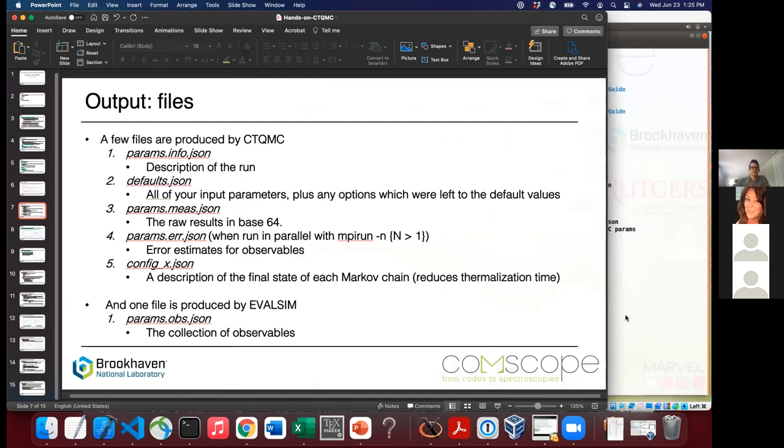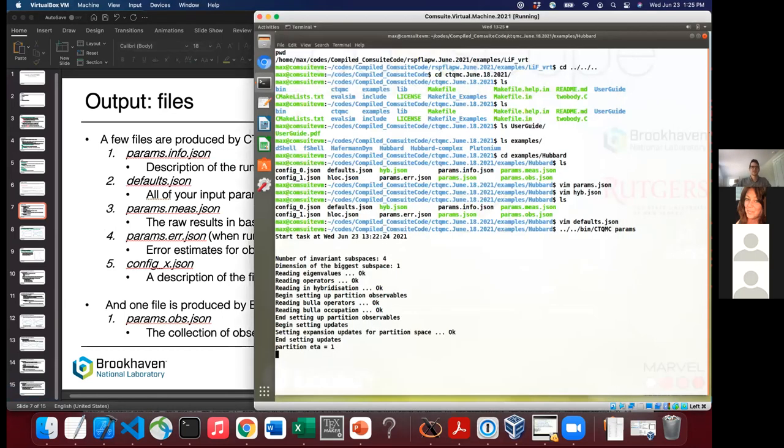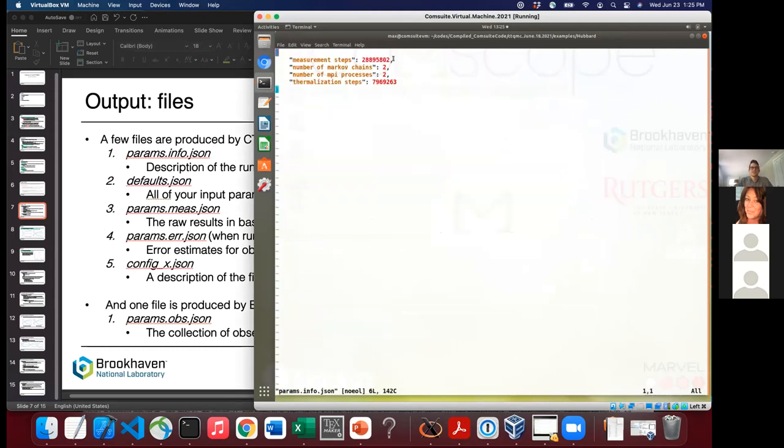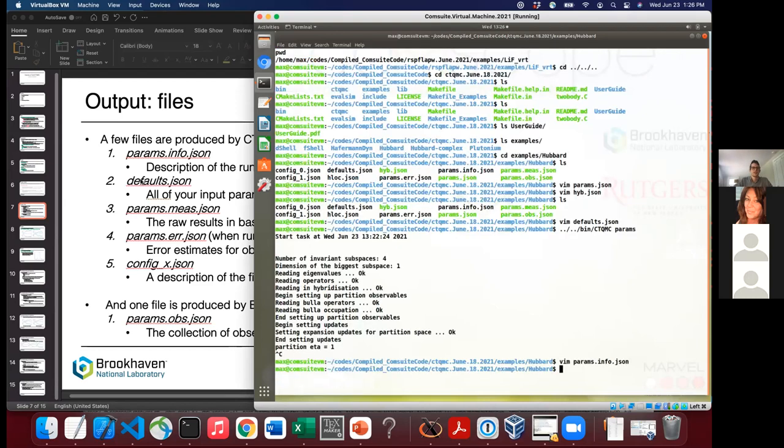So a bunch of files are going to get produced. I'm going to stop my run to show you these. You can either follow along or let your run complete. So this tells us how many measurement steps were taken, how many Markov chains we were simulating. So this run I have in the directory was with two cores, and there were two MPI processes. So these will be equal unless you're using the GPU code. And then the number of steps we took during thermalization. There's defaults, which I already talked about, which is sort of all of the input parameters you set without realizing it by not specifying something.